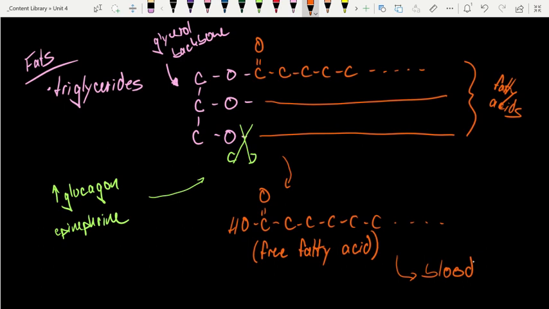Muscles can very efficiently burn these fatty acids. One of the key differences between fats and sugars is burning fat requires oxygen.